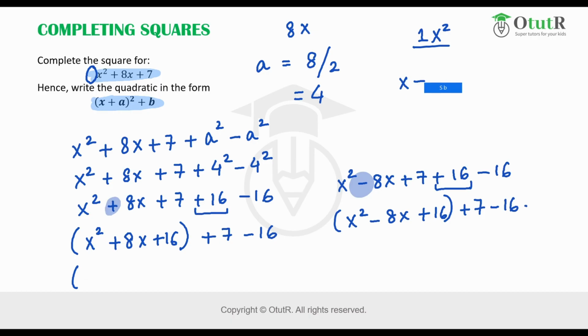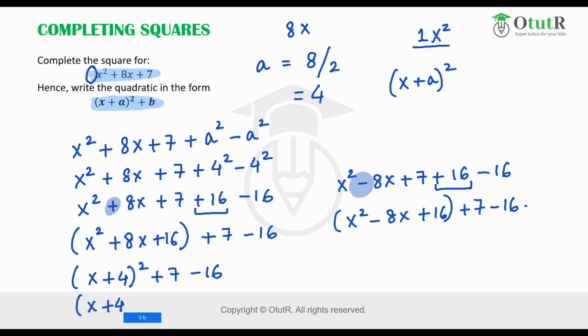Okay, now the next thing is we are going to write this in the form of (x plus a) squared. So x squared plus 8x plus 16 will get converted to (x plus 4) whole squared, and this will become plus 7 minus 16, and as a result it's going to be minus 9.